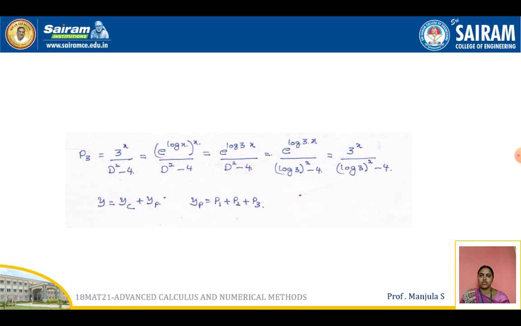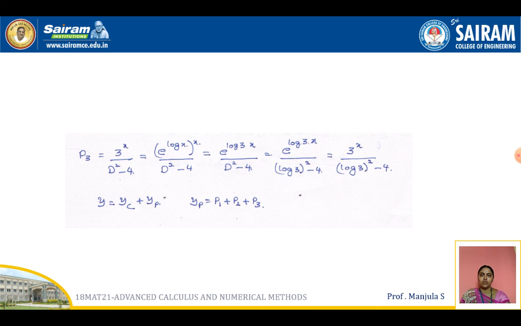This is not an exponential term. Now we can convert this to an exponential term by writing it as e to the power log 3 to the power x, so that this will become e to the power (log 3) into x. Here the coefficient of x is log 3. That term only we have to replace in the denominator. Replace D by log 3. Log 3 is a constant term. After replacing, we are getting the solution as 3 power x divided by (log 3) whole square minus 4.